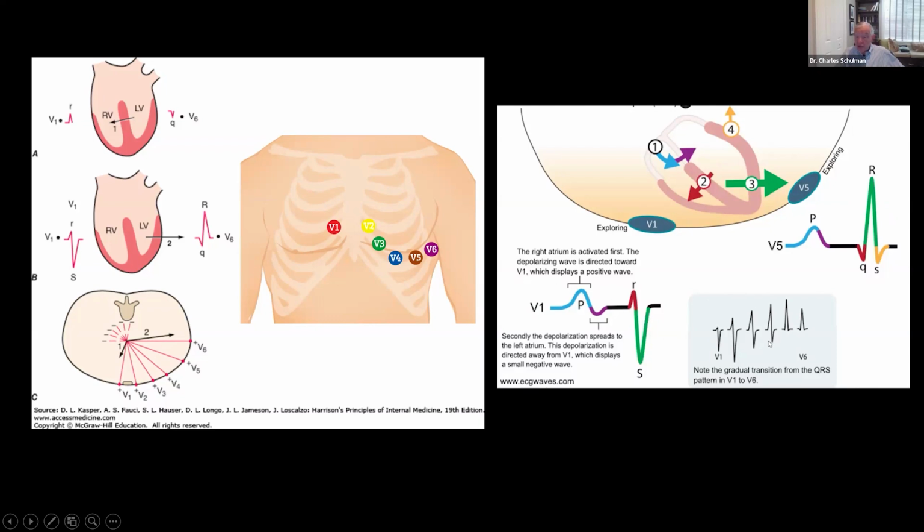This leads to what's called R wave progression across the precordial leads, across the anterior precordial. So the R wave gradually rises from V1 through about V4 or V5, one or the other, but not V6. Okay, so there's gradual R wave progression. We'll talk about poor R wave progression in a couple of minutes.